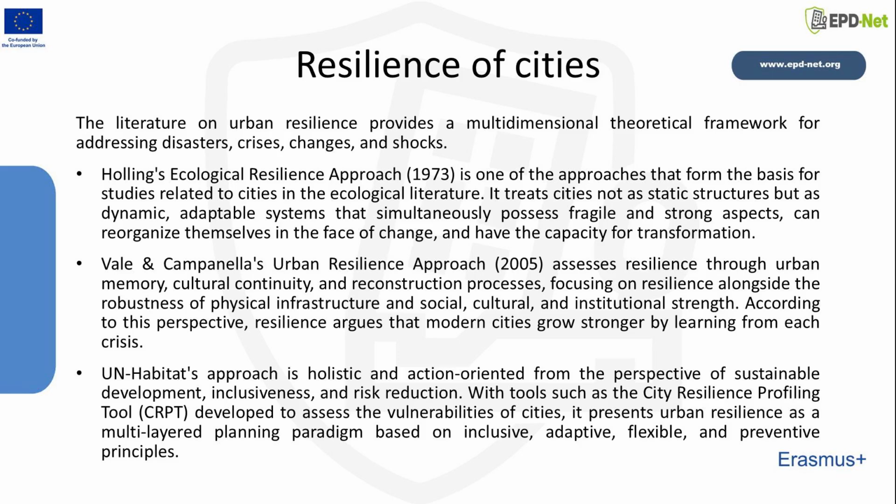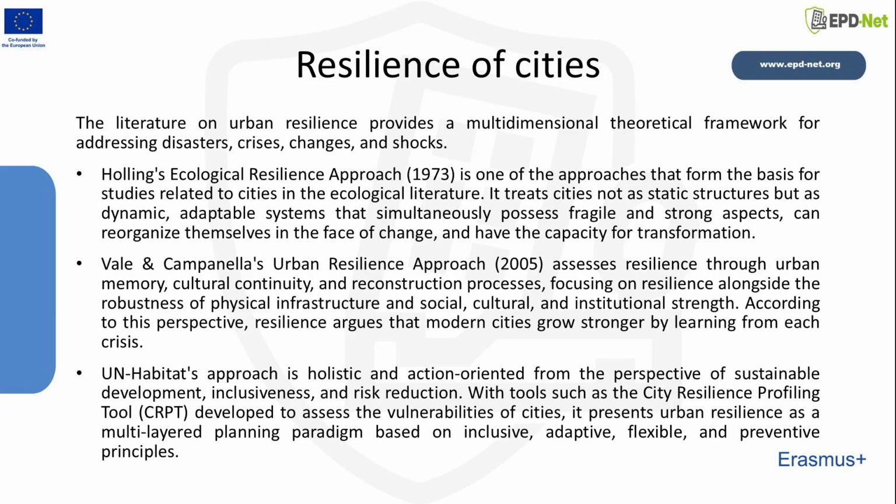Holling's ecological resilience approach, 1973, is one of the approaches that form the basis for studies on cities in ecological literature. It treats cities not as static structures but as dynamic, adaptable systems that simultaneously possess fragile and robust aspects, capable of reorganizing themselves in the face of change and possessing a capacity for transformation. It is a groundbreaking model that explains how ecological and later socio-ecological systems respond to shocks and changes and how they engage with life.